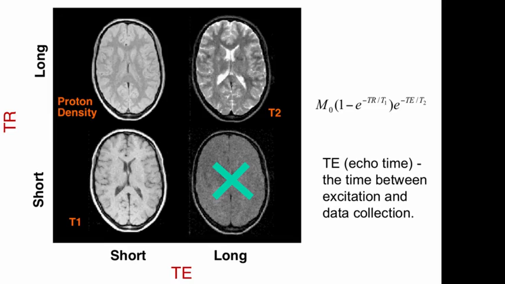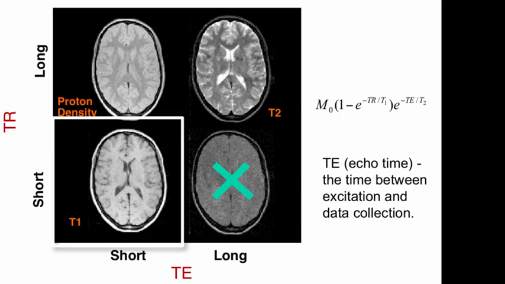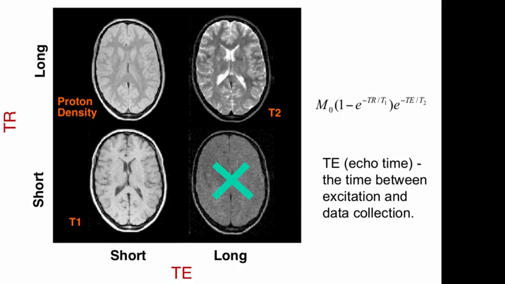If we take a short TR and a short TE, what happens in that case is now the second exponential is close to 1, and we're going to get a signal that's M0 times what's in the first parentheses there, 1 minus e to the minus TR over T1. So this is going to be an image where the signal is weighted by the T1 value. Finally, if we take a short TR and a long TE, we just get garbage. So this is not a useful image.